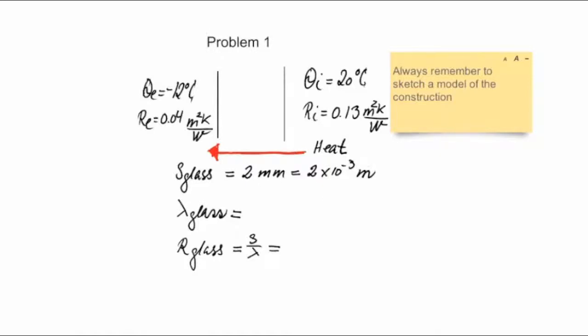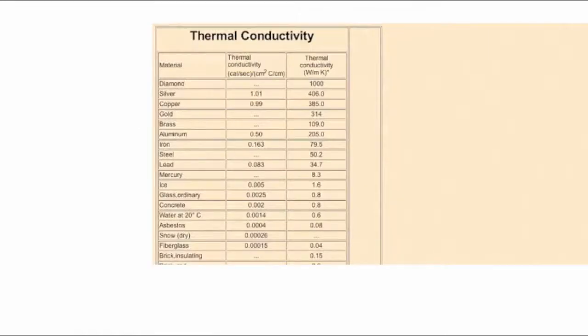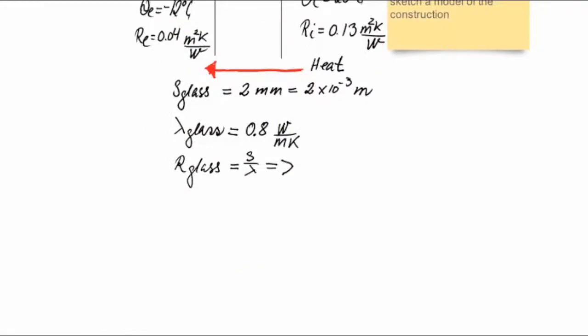Now we have to look up the thermal conductivity for glass, and thermal conductivity is a material constant, and it has the symbol lambda. To find the value for the thermal conductivity for glass, we look it up in a table. This table is from hyperphysics. As always, when we look values up in tables, be aware of the unit. We use this one because that one holds the SI unit. And the value for ordinary glass is 0.8. Let's highlight it and set it in the exercise. I have filled in the value for lambda glass.